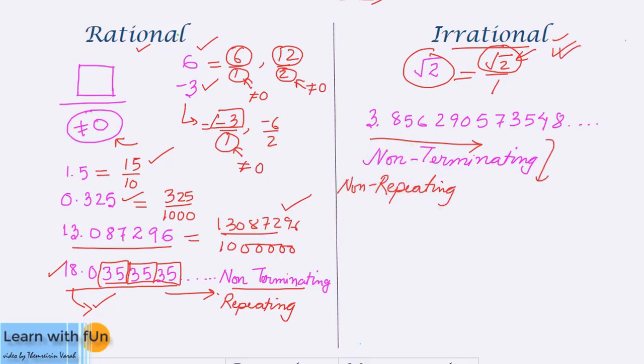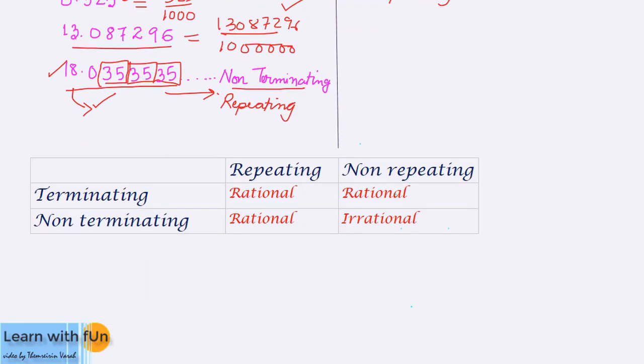I have made a table for you here to understand which are rational numbers and which are irrational numbers for decimal numbers. All terminating decimal numbers, whether they are repeating or non-repeating, are all rational numbers. But if the decimal number happens to be non-terminating, then it would be a rational number if the digits after the decimal point are repeating, and it would be an irrational number if those digits are non-repeating.